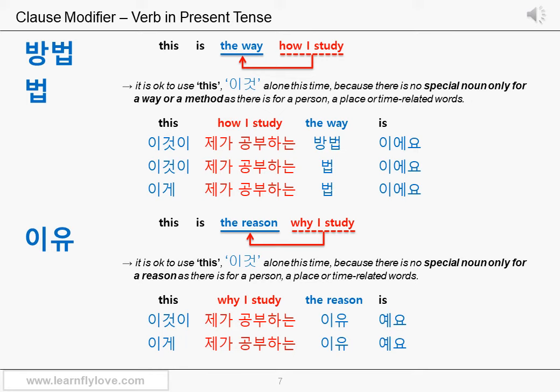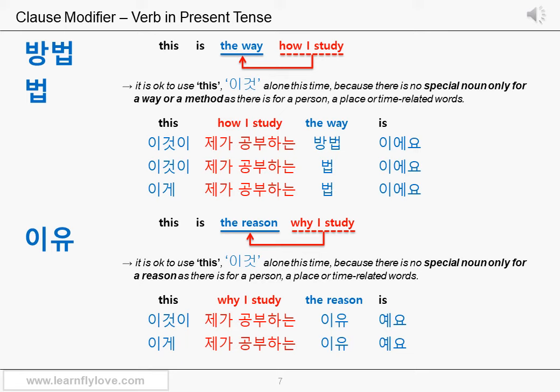We don't care which one you think is the translation of 방법, how or the way. Anyway, the point is, it cannot be understood. You cannot get rid of 방법 in a Korean sentence. That's the point. Now you already know the mechanism of this kind of sentences, don't you? Let's see the next sentence. This is the reason why I study.